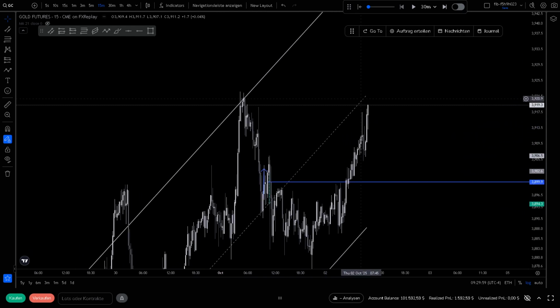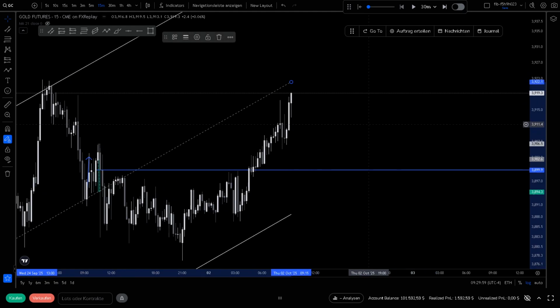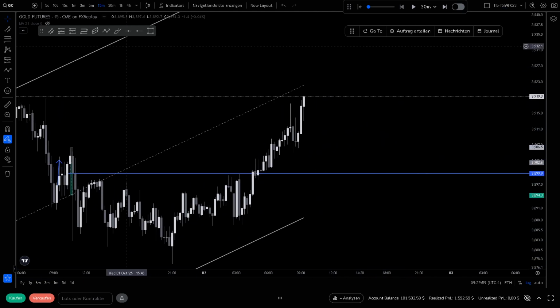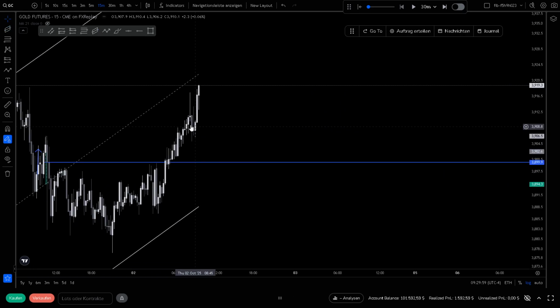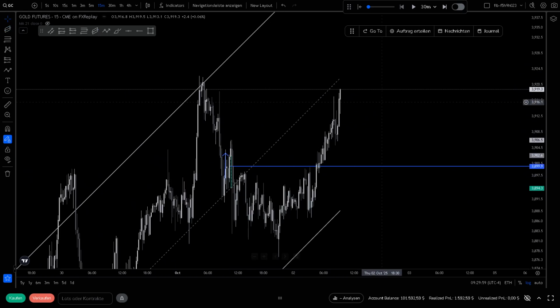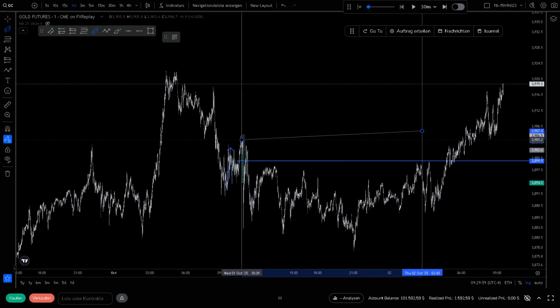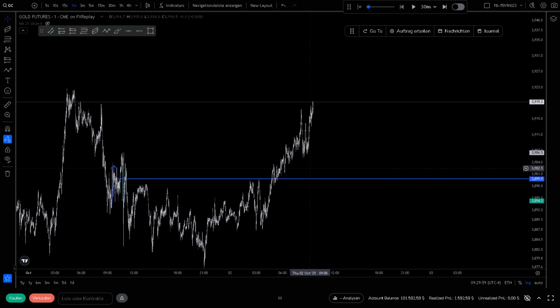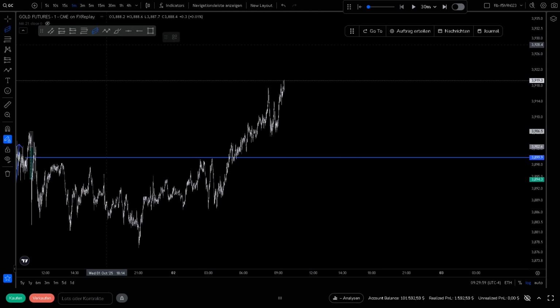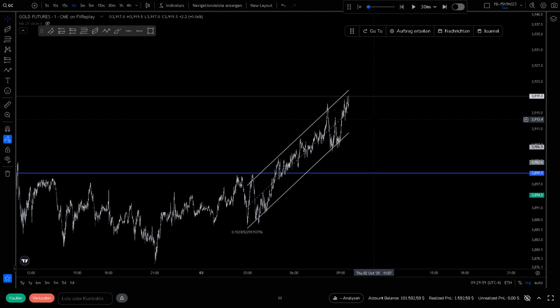Now we're very overextended here, so that's the thing where you have to be very careful. We also have market structure which is very directional, not very ranging. So, I mean, we are ranging as you can see here, but overextended.